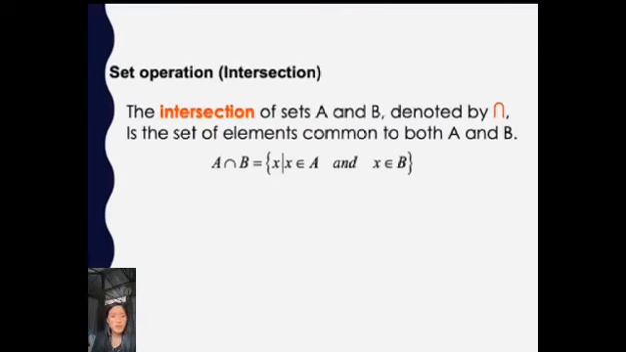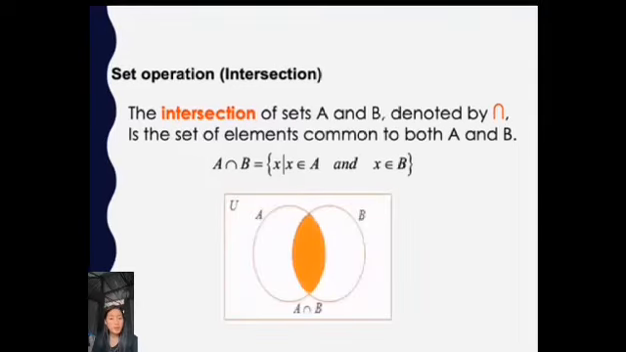The next set operation is what we call the intersection. Considering A and B, the intersection of the sets, denoted by the inverted symbol for the union, is the set of elements common to both A and B. It can be written with this notation, or using the Venn diagram, it is the intersection between the two circles.